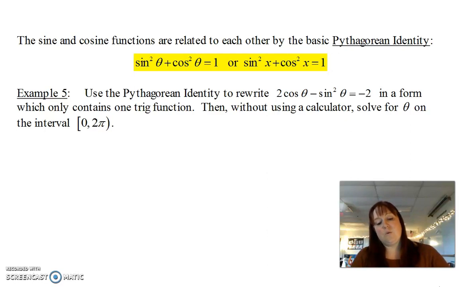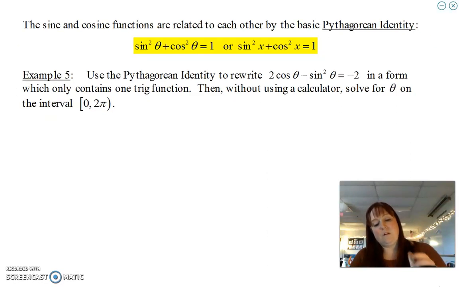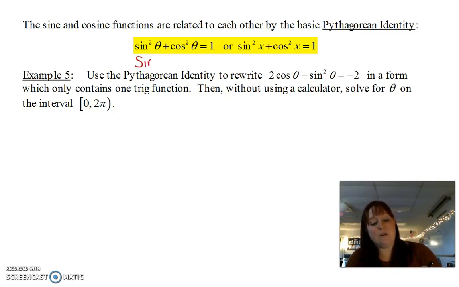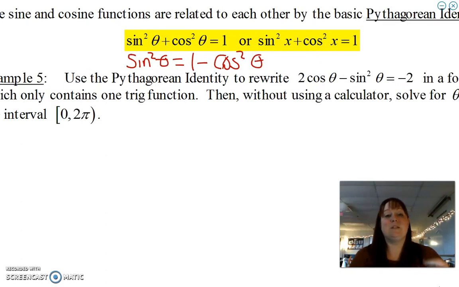Okay, so the first thing I notice is I've got a cosine and a sine, and I don't know what to really do with that. So I have sine squared, and let's just replace sine squared with something that it equals. Sine squared theta is going to equal 1 minus cosine squared theta. I just subtracted cosine squared from both sides.